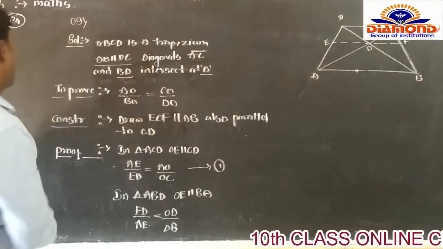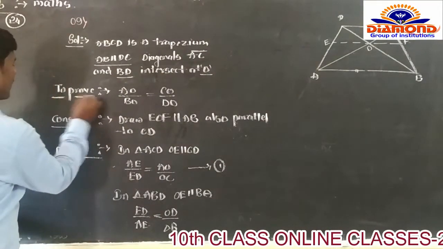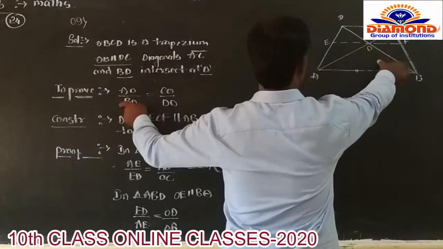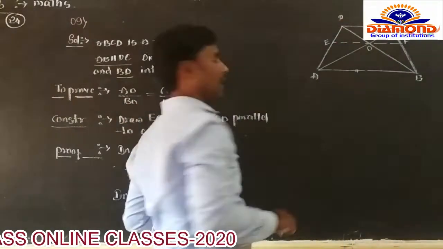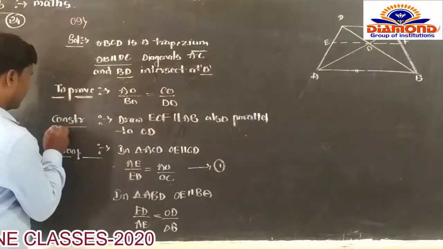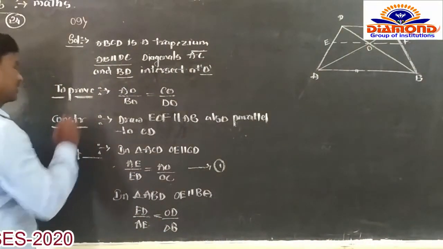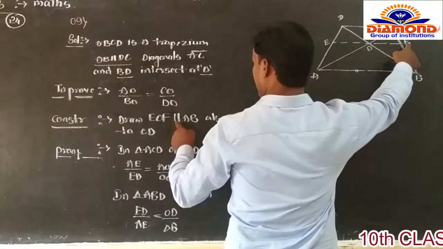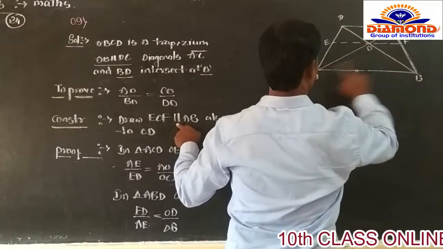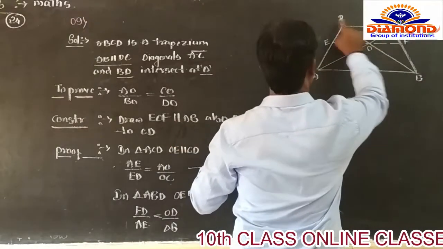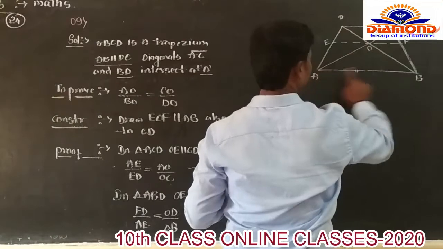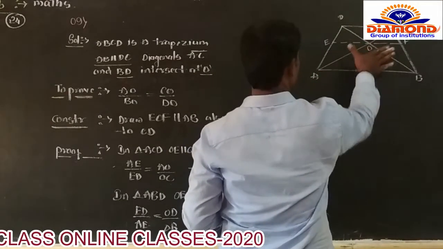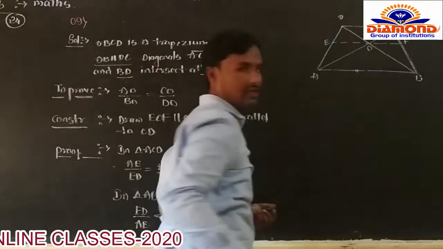So to prove, what can we prove here? What did the question ask? AO by OB is equal to CO by OD is asked. Okay. Then construction. Draw EOF. EOF is parallel to AB and also parallel to DC. Already DC is parallel to AB.